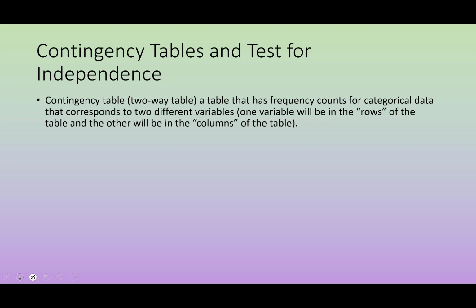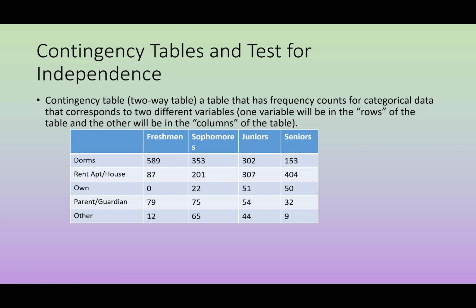An example of what this could look like is maybe we are looking at the different levels of class, so freshmen, sophomore, junior, seniors, and then we're going to look at whether they live in a dorm, rent an apartment or a house, own, etc. So this is just an example of what a contingency table would look like. As you can see, in each cell here there are counts for every single one of those categories.